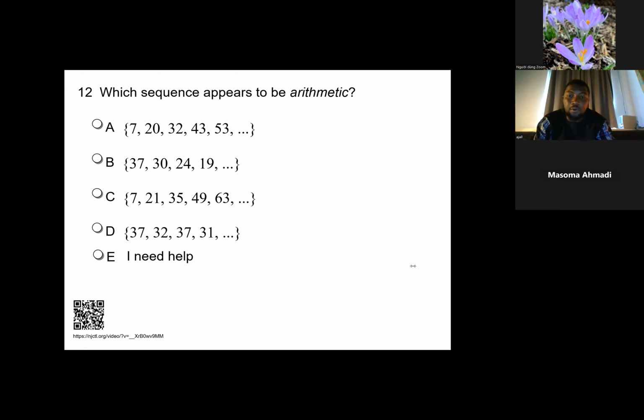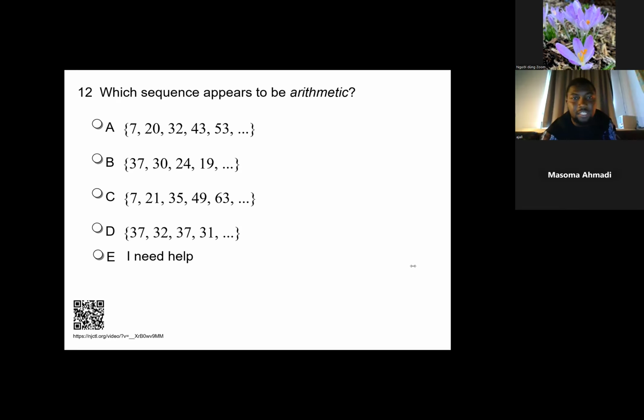If you need help, you can just put letter E. I will go over it. But no worries, we are all here. So yeah, I see that most of you took letter C.